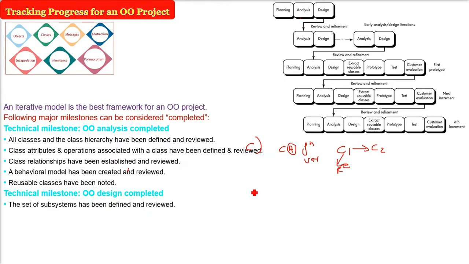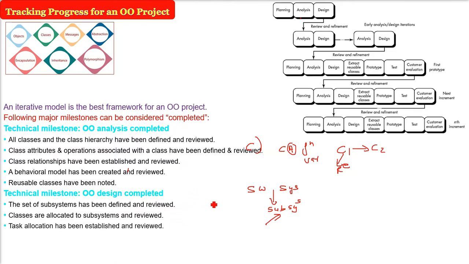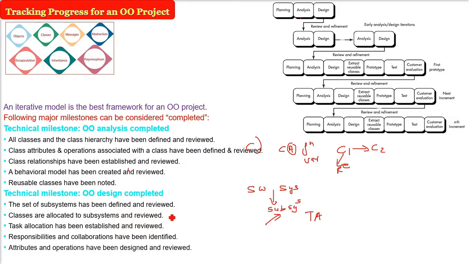Here the whole system will be divided into subsystems, and these subsystems are being reviewed. Then the classes are allocated to these subsystems which we have just defined, and this is also reviewed. Along with this, the task allocation, because the activities have to be decided and divided into tasks, is being done, and the responsibilities and collaborations have been identified. Also the attributes and operations are being designed and reviewed, and the communication model between the different parts, or subsystems, is also being created and reviewed.